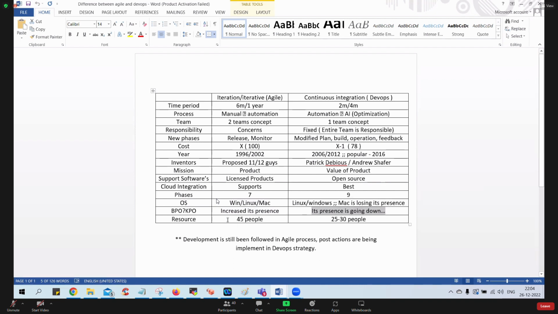Okay. And the average project size in Agile seems to be around 45 people required. That's an average size in Agile based projects. You require a minimum of 45 people. But when it comes to DevOps, with 25 to 30 people, you can complete your project. The average size has come down. Now, why do you think the size has come down here? This last point. What is the reason?